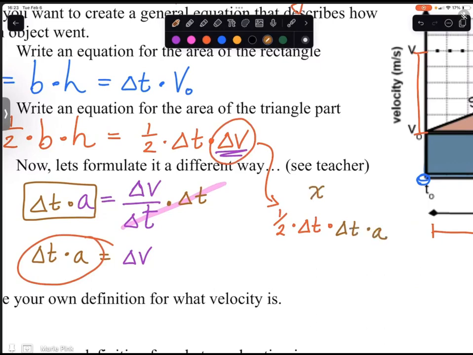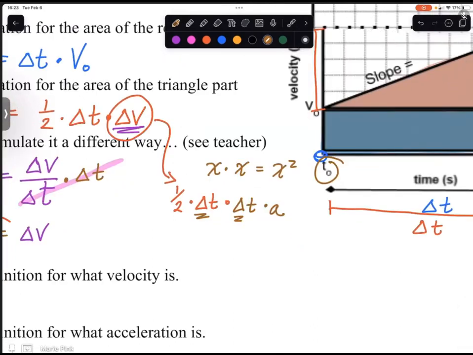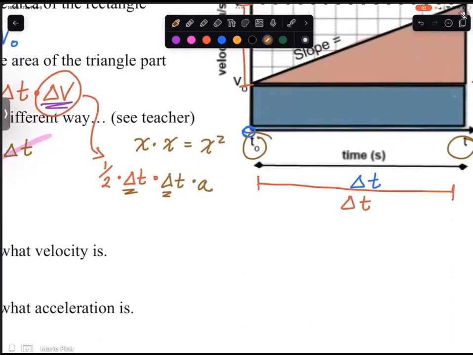Well, if you have x times x, that's equal to x squared. And this change in time thing, well, that's silly because I'm starting at 0 and going to time t. So I'm going to just call it t. So I'm going to say that this is the same as 1/2 times t times a. Well, t times t is t squared, so I'm going to go 1/2 times t squared times a. But that looks gross having the t squared in the middle, so I'm going to say that that is the same as 1/2 times acceleration times time squared.